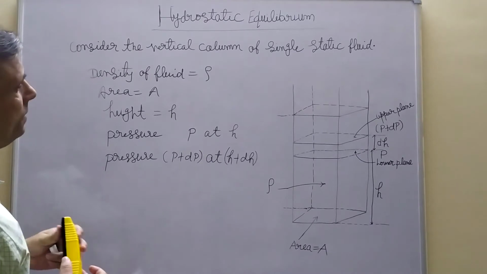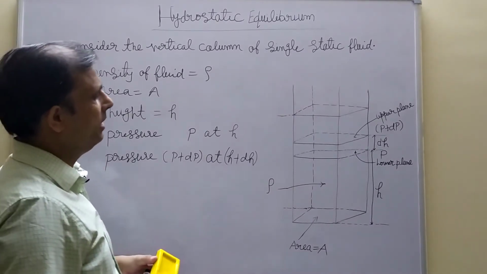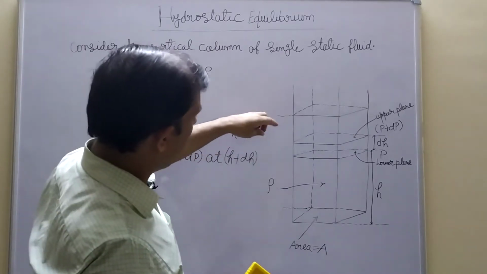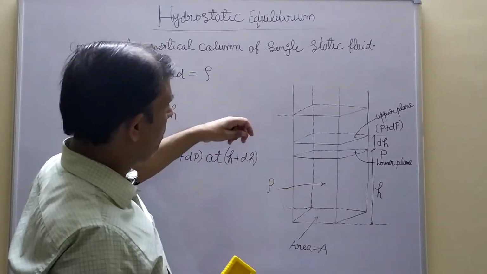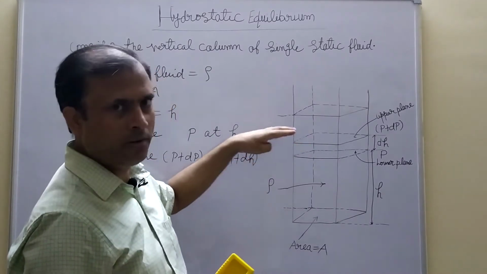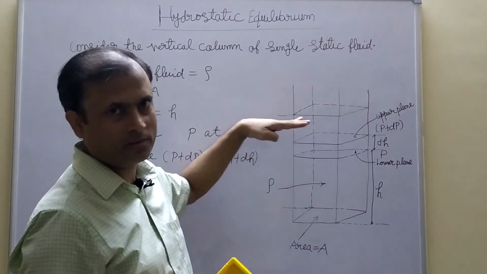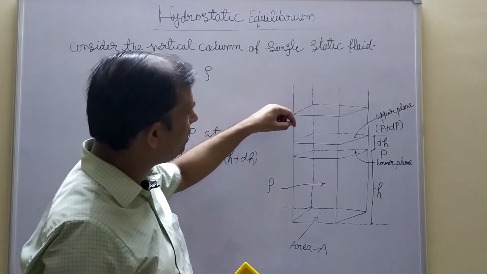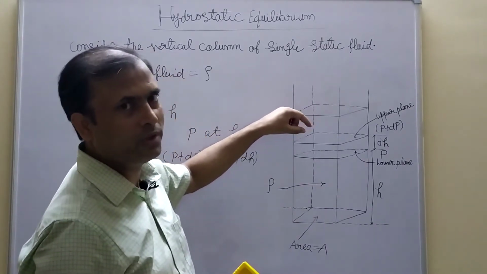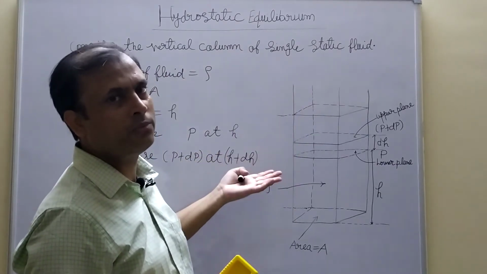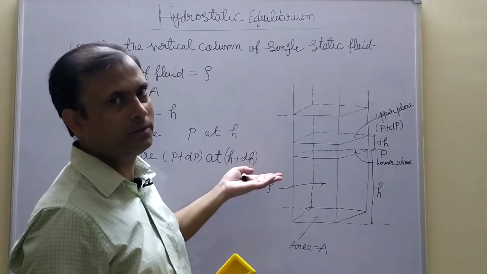Here we can also consider that this is a static fluid, and the pressure at each point of the plane, parallel to the earth surface, is equal. The pressure on each point of the plane is constant, it is not varying. Pressure is varying along the height, and this we will prove.